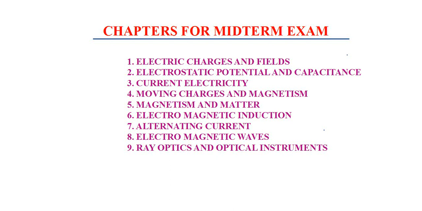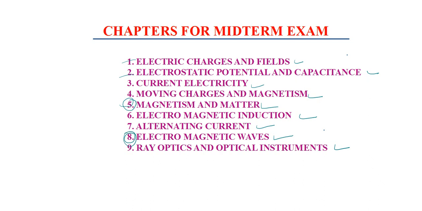The first is electric charges and fields, electrostatic potential and capacitance, current electricity, moving charges and magnetism, magnetism and matter, electromagnetic induction, alternating current, electromagnetic waves, ray optics and optical instruments. In these 9 chapters, I recommend all the chapters except magnetism and matter and electromagnetic waves.